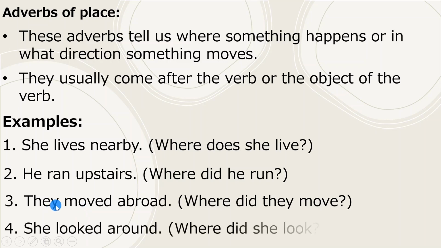Then number four, she looked around. This word around is an adverb of place because it is telling us the direction where she looked. So it was around. Okay. Then next we look at adverbs of frequency.